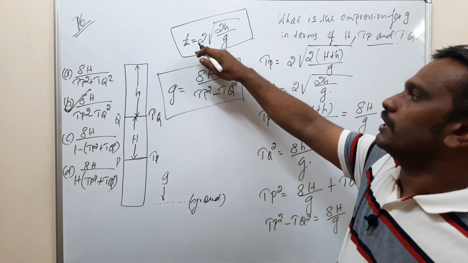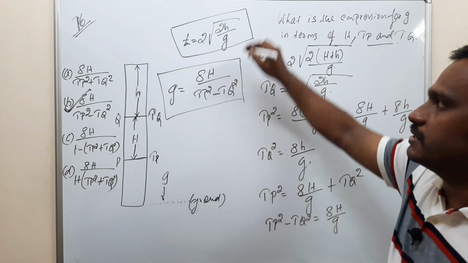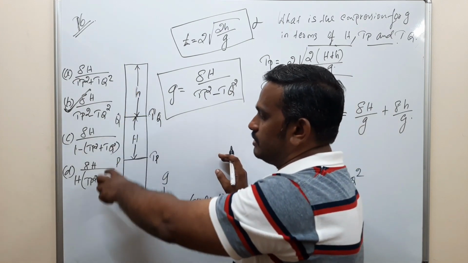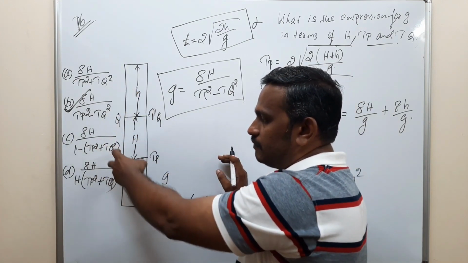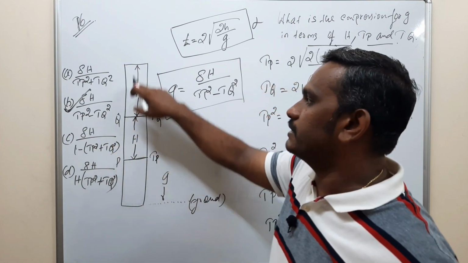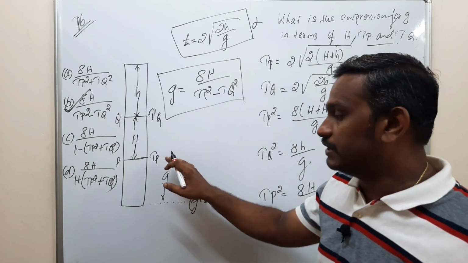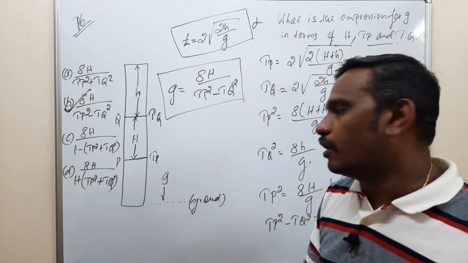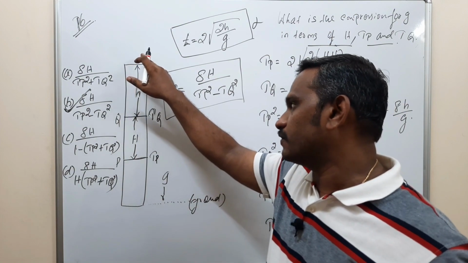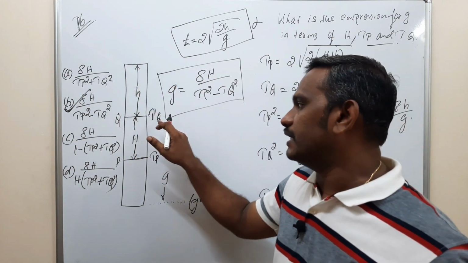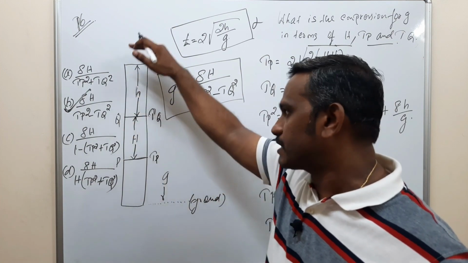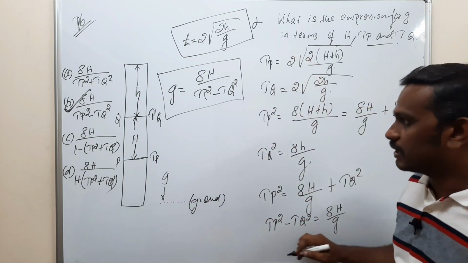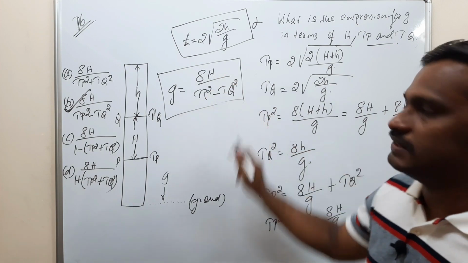So using the equation, total time of flight T is equal to 2 into root of 2h by g, this is the expression we are using in this question. Consider this is a tower, P and Q are two points in the tower separated by a distance h, and the remaining distance of the tower is h. A ball is projected from the ground vertically upwards. Let TP be the time taken by the ball from the point P to reach the maximum height of the tower and come back to the point P. Let TQ be the time taken by the ball from the point Q to reach the maximum height of the tower and come back to the point Q. Rearranging, we get g is equal to 8h by TP square minus TQ square.